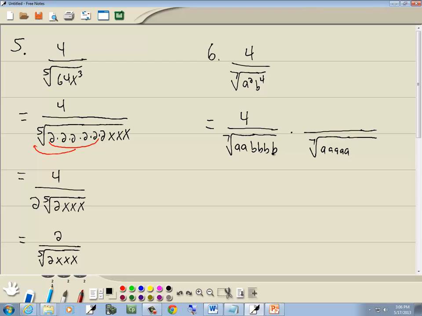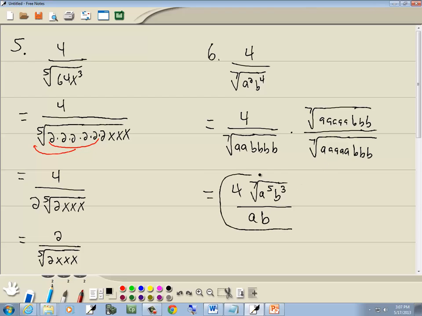We got 4 b's. I need 7 b's, so I need 3 more. And whatever you multiply by the bottom, you have to multiply by the top. So we have 5 a's up there, and we got 3 b's. So that gives us 4 times the 7th root of a to the 5th, b to the 3rd, over, where our index is 7, we got 7 a's, so we bring out a single a. Our index is 7, we got 7 b's, so we bring out a single b. And that's our answer.